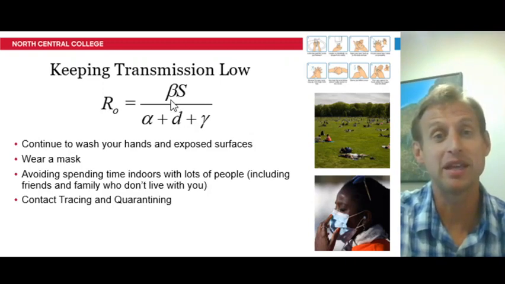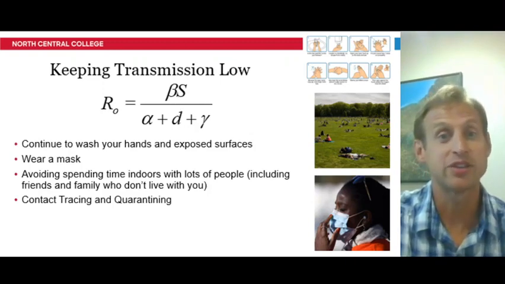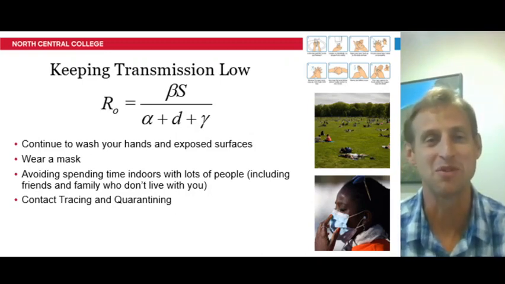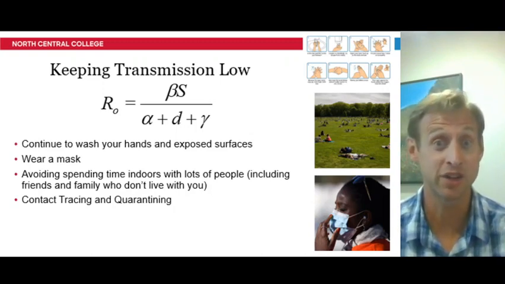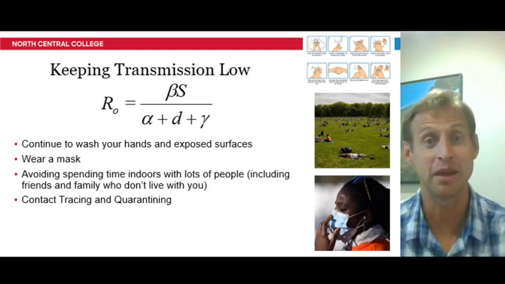The big thing that we can impact is transmission, and this is what we've been doing for the past few months. So I'm going to give you some of the advice that I'm sure has been given lots and lots of times before. Number 1, continue to wash your hands and exposed surfaces. Although we're learning more and more that the bulk of new infections are probably coming through the air, coronaviruses can survive on surfaces for up to a couple days. And so it is worth your time washing your hands and surfaces that may have been touched by other people. So that's worth your while.